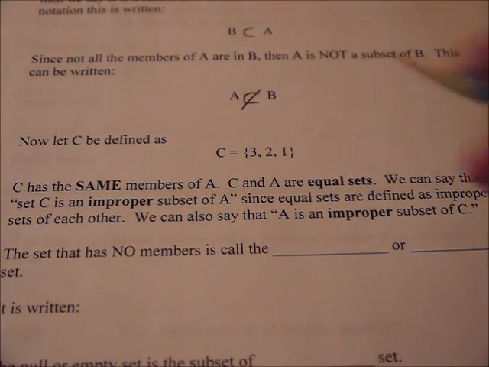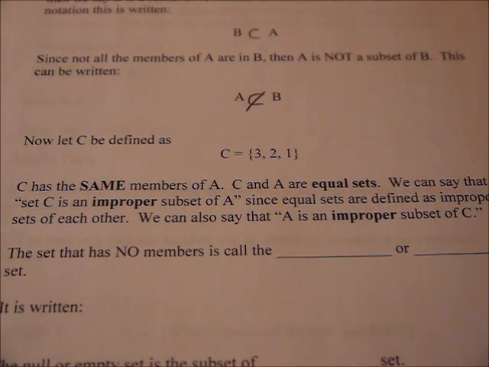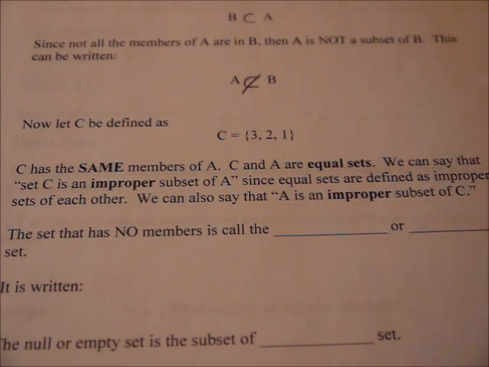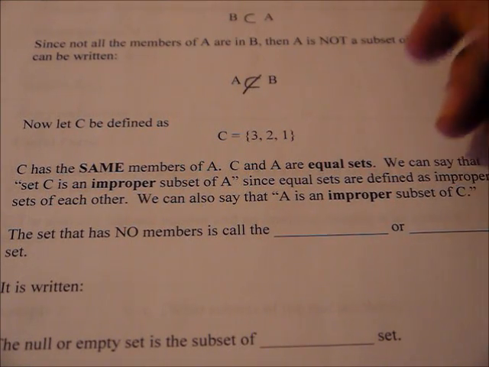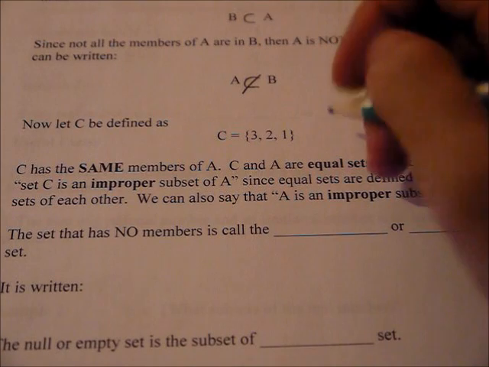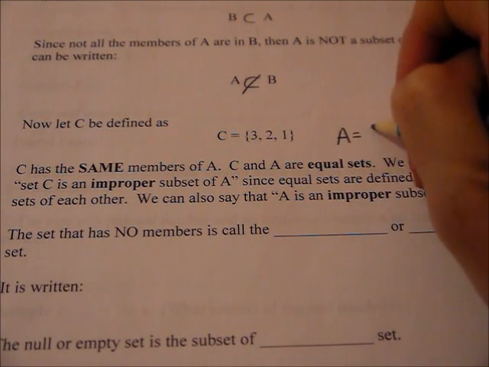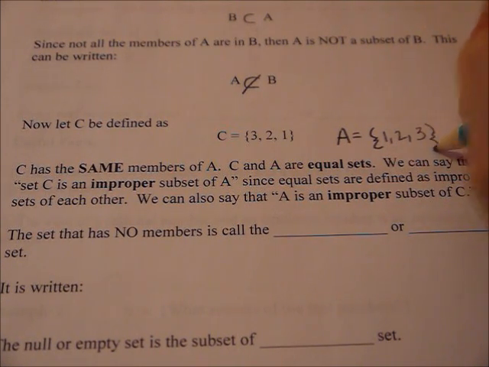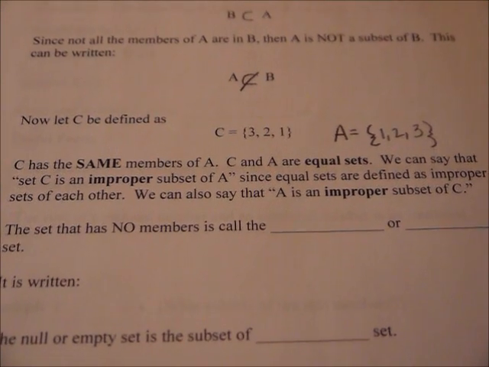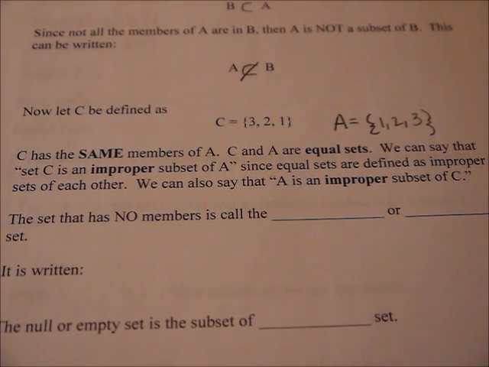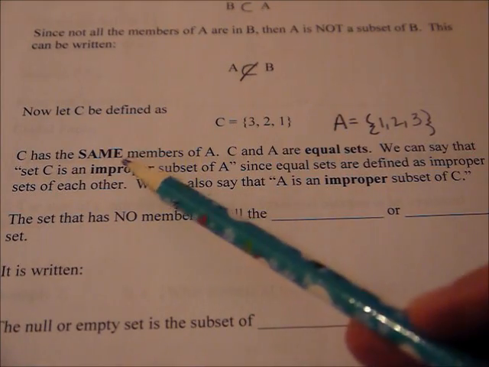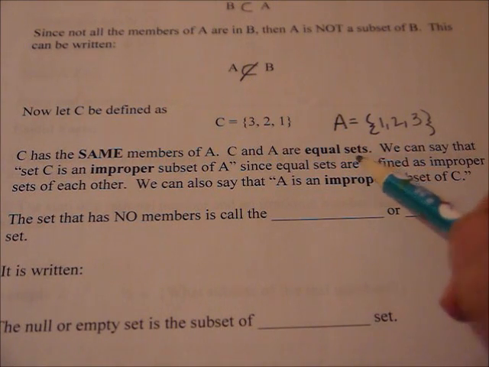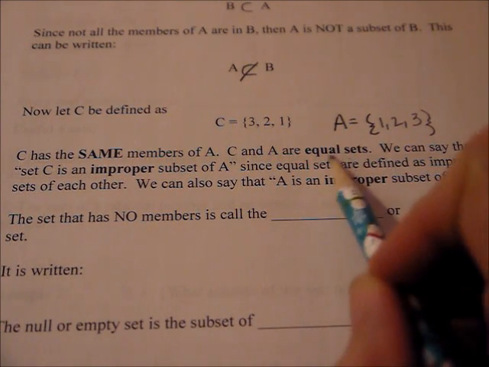Let C be the set with the members 3, 2, and 1. Okay, now we go back to A, which had 1, 2, and 3, and I'll even write it so we can see them right there. A was 1, 2, and 3. Okay, does it matter that they're in different order? It actually does not. They have the same members. Order doesn't matter, okay? So C has the same members as A. So A and C, or C and A, are equal sets, okay? That's a kind of a new phrase.